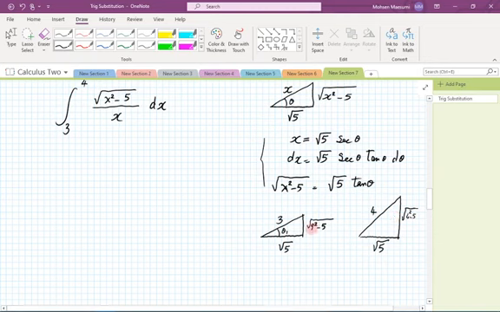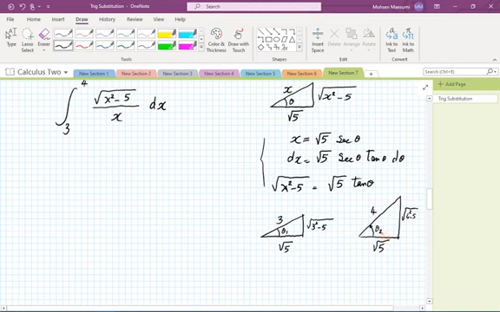Here I made a mistake. Let me correct what I read here. This is, of course, 3 squared minus 5. It's 4 squared minus 5. Here, well, is my final value of theta. Let's call it theta 2.